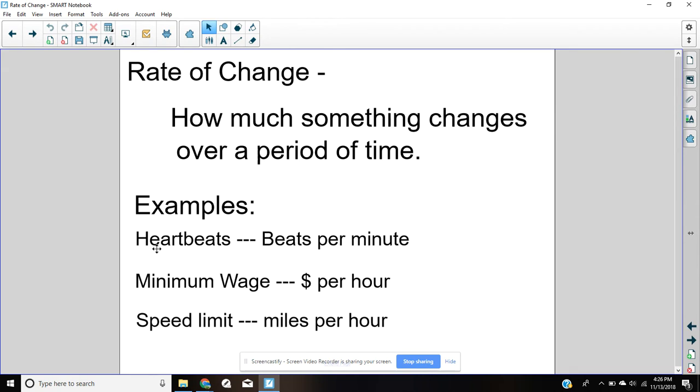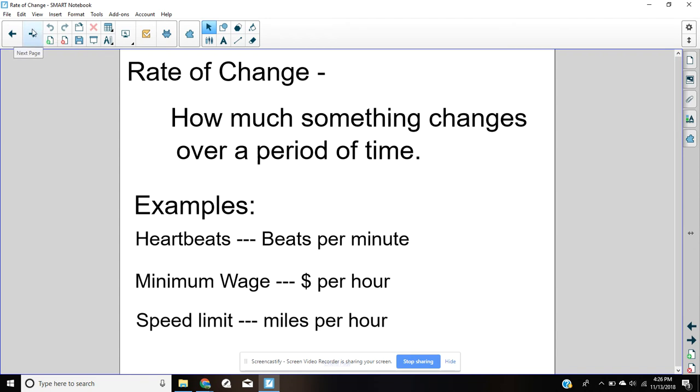You have some examples here. Heartbeats per minute. Beats per minute is your heart rate. Minimum wage measures dollars per hour. And speed limit, how many miles are you traveling per hour? Miles per hour.